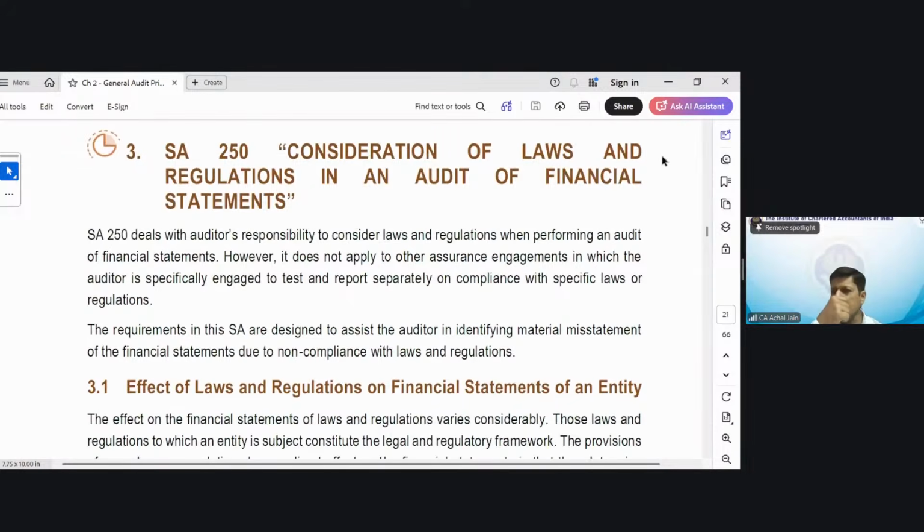Now talking about the consideration of laws and regulations. When you talk about a financial statement, what will happen? As a management, you need to consider some of the factors, like the processes which are involved, and in terms of the transactions, how those are required to be accounted for. Yes or no?